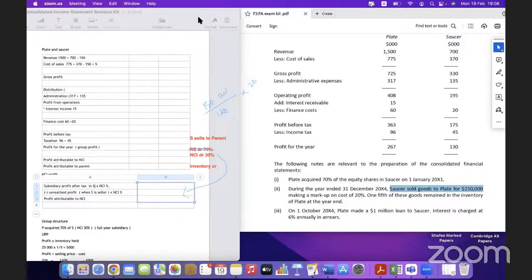Yeah, sure. Why are we adding 5 inside cost of sale? That's because the reason is this. When the subsidiary is selling to parent, inventory becomes credit, no? So inventory means closing stock is credit. Closing stock is credit means our closing stock is reducing, right? So when the closing stock reduces, our cost of sale is going to increase.